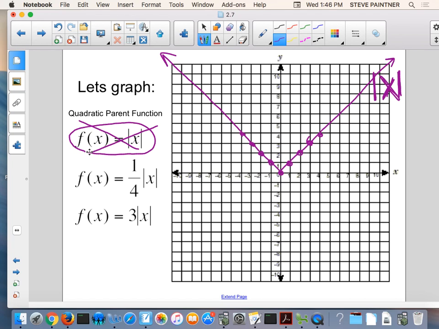Now let's go with the 1/4. The 1/4 will be a what? Compression. It's going to flatten this thing up. So let's do this one in black. Normally the parent goes right one, up one. You're going to go right one, up 1/4 the height. What's 1/4 of 1? 1/4. Normally the parent goes right 2, up 2. What's a fourth of 2?